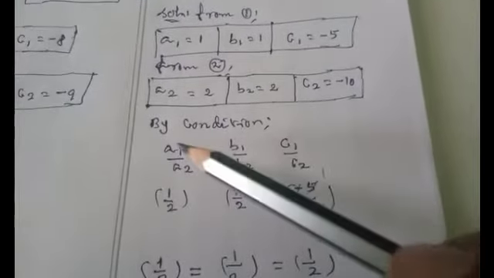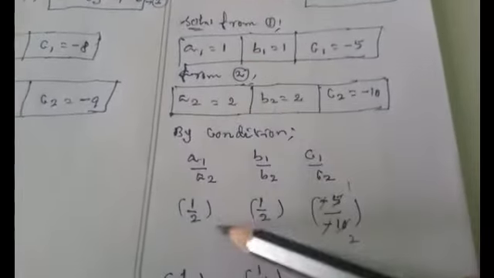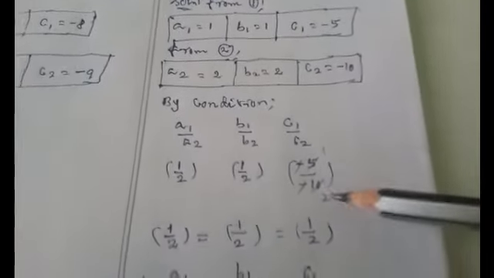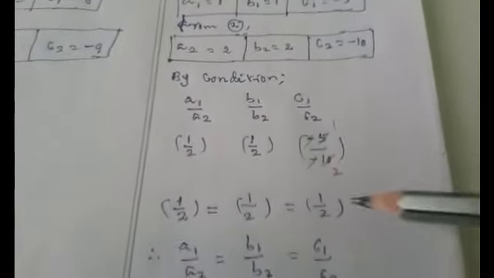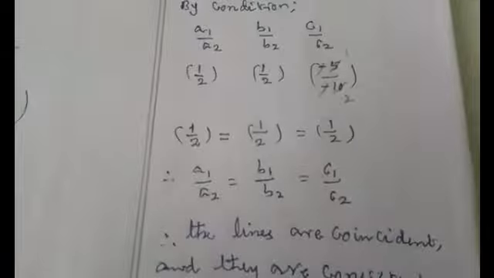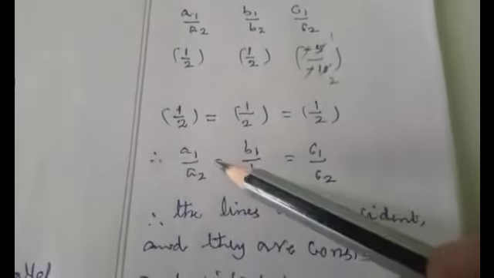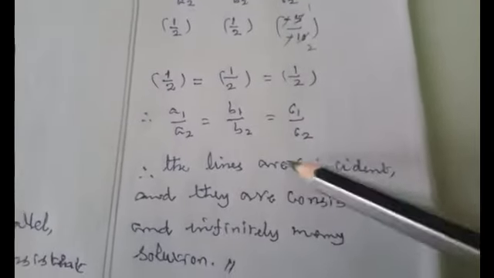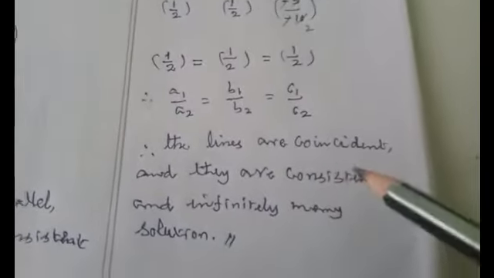Now by condition we have to check a1 by a2, b1 by b2, c1 by c2. So a1 by a2 means 1 by 2, b1 by b2 means 1 by 2 and c1 by c2 is minus 5 by minus 10. On cancellation we will be getting 1 by 2. So first fraction is 1 by 2, second fraction also 1 by 2 and third fraction also 1 by 2. So a1 by a2 is equal to b1 by b2 is equal to c1 by c2, which means the lines are coincident. So coincident means they are consistent and it has infinitely many solutions.